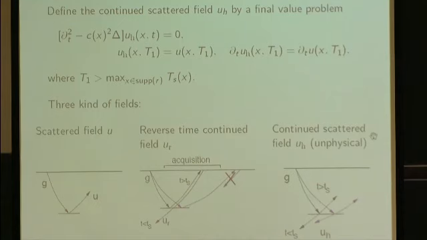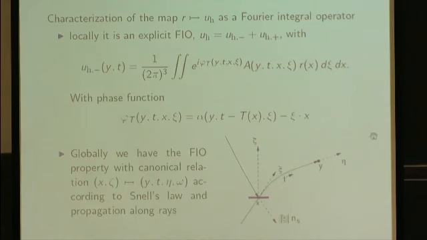Yeah, I guess we've got all of it, the Fourier integral operator techniques, these fields. For example, we get an explicit local expression for this continued scattered field, this intermediate field. And we understand the canonical relation in terms of the rays, like you encounter in analysis of Kirchhoff migration.